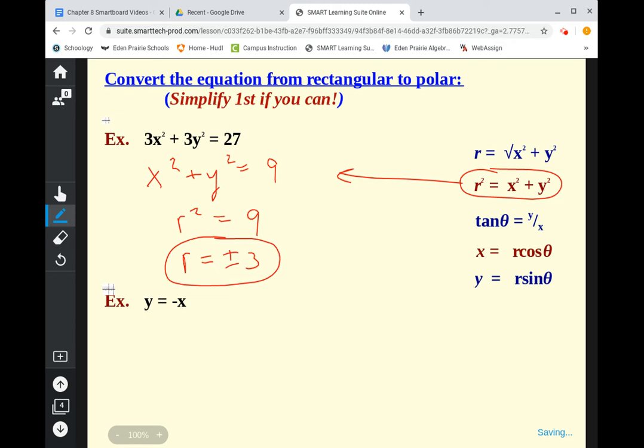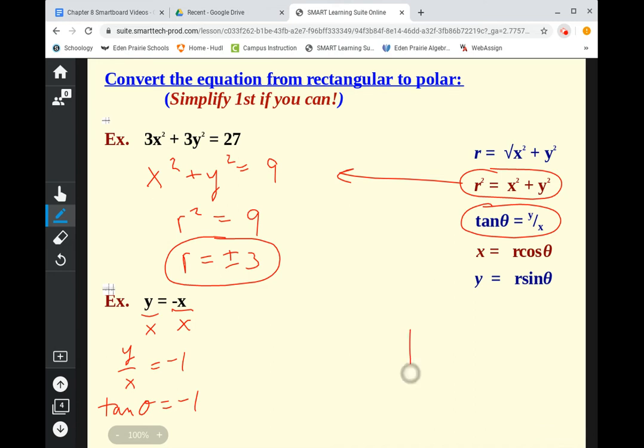How about the second example? In the second example, notice I have y equals negative x. Well, if you take a look at that one and I divide both sides by x, I now have y over x equals negative 1. Well, y over x, that actually is also one of our rules. Tangent theta equals y over x. So now I can replace y over x with tangent theta. So tangent theta equals negative 1. Well, at what angle is the tangent equal to negative 1?